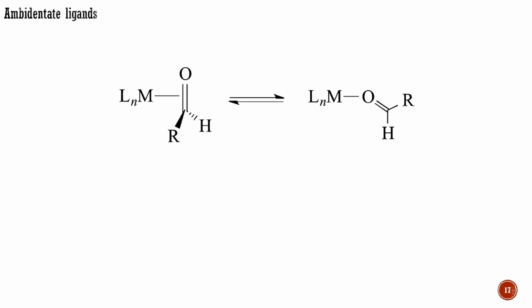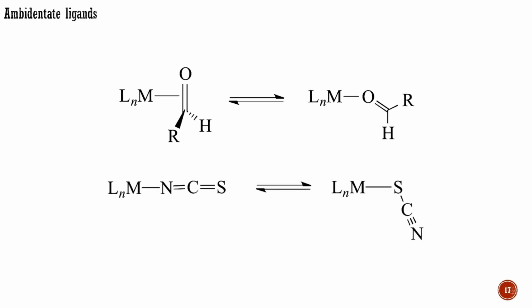For example, aldehydes have both a carbon-oxygen pi bond and oxygen lone pairs. As pi bond donors, aldehydes bind side-on like ethylene, but as lone pair donors, they can alternatively bind end-on. Thiocyanate can bind via nitrogen in a linear fashion, or via sulfur, in which case the ligand is bent. In some cases, both forms are isolable.